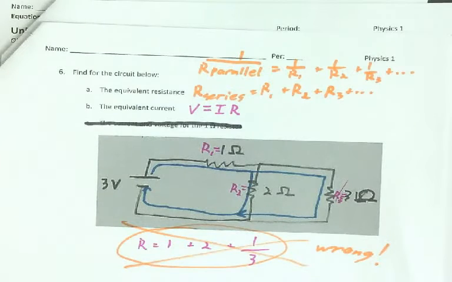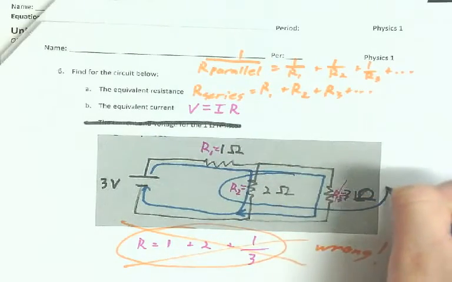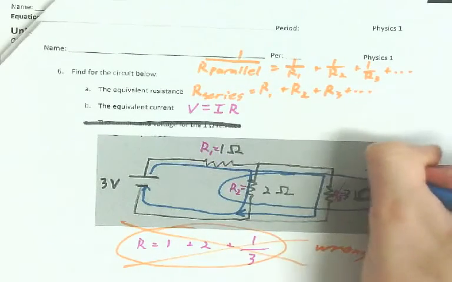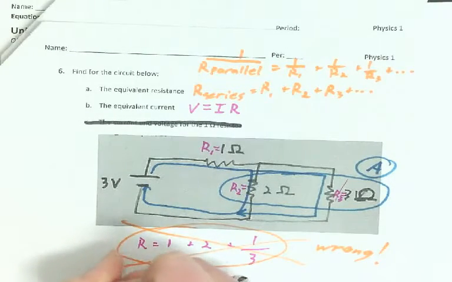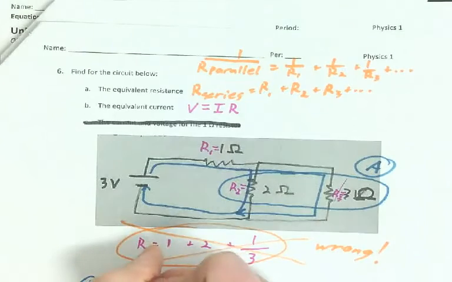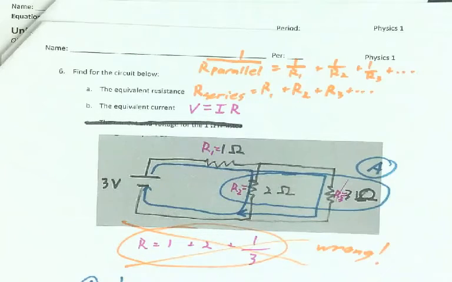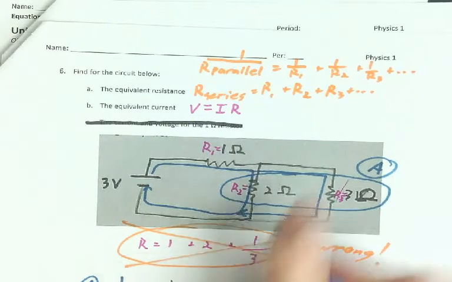So, how do I set this up? I always start as far away from the battery as I can, and I work my way back. So I'm going to combine only these two here, and I'm going to call this A. So I say to myself, okay, how do I find A? Well, A is parallel. So I say 1 over RA is not quite lunch yet. Good. 1 over RA equals 1 over R2, which is 2.